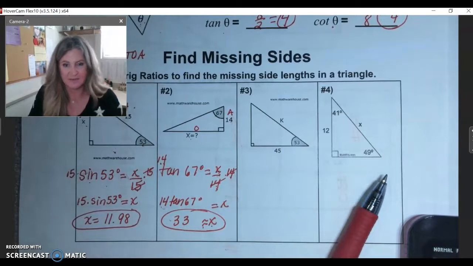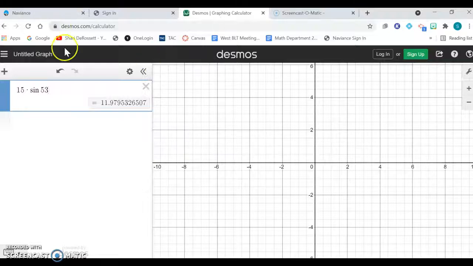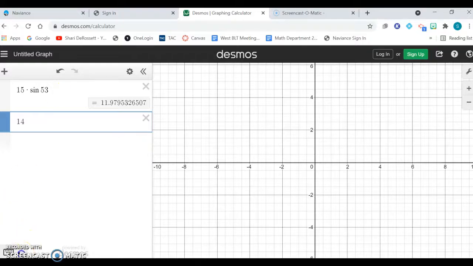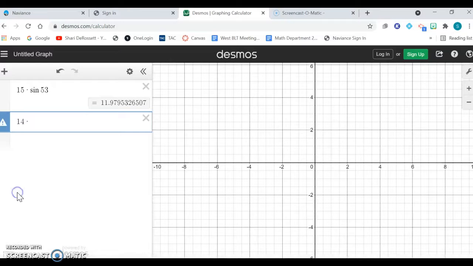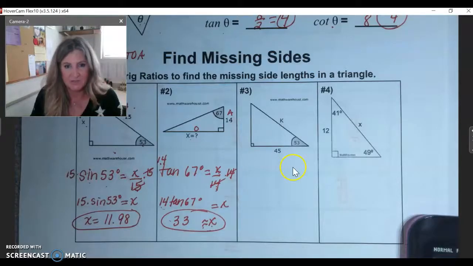All right, so let's say we do not have a graphing calculator. So we go back to Desmos, get a new one here, and we're going to do 14, and then we go down here to times, close it back up, the tangent of 67. Oops, that's the wrong button, 67. And see how we get the same answer. We have 32.98, rounded to the nearest whole number, that's 33. Okay? So that's our answer there.